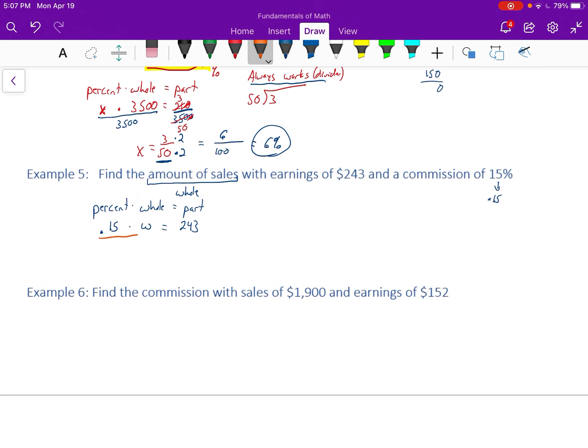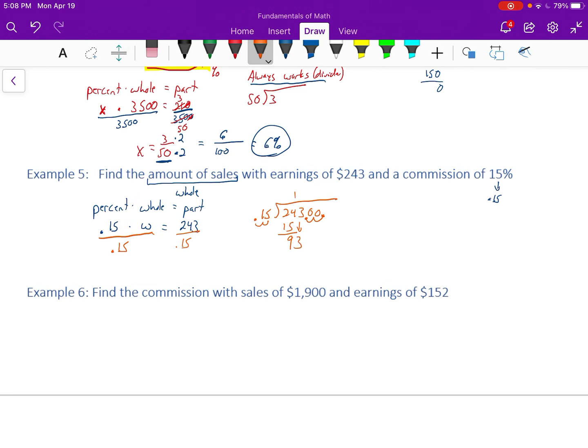To solve for W, we divide both sides by 0.15. And we're trying to find W, the whole. That's going to be a dollar amount. So we're going to do 0.15 into 243. Move the decimal over twice. So move this decimal over twice. Fill in some zeros. 15 into 24 goes once. We get 15, and we subtract, and we get 9. We bring down the 3.